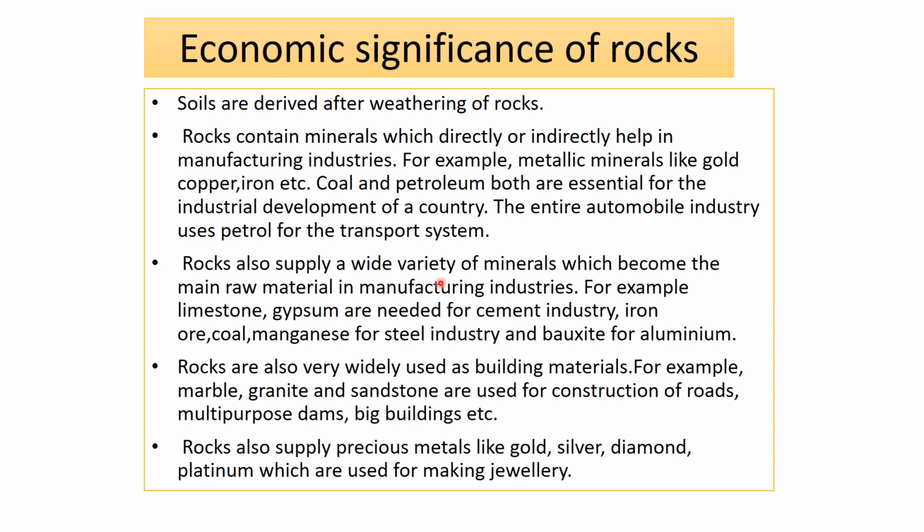Rocks also supply a wide variety of minerals which become the main raw material in manufacturing industries. For example, limestone, gypsum are needed for cement industry, iron ore, coal, manganese for steel industry, and bauxite for aluminium. Rocks are also very widely used as building materials. For example, marble, granite, and sandstone are used for construction of roads, multipurpose dams, big buildings, etc. Rocks also supply precious metals like gold, silver, diamond, platinum, which are used for making jewelry.